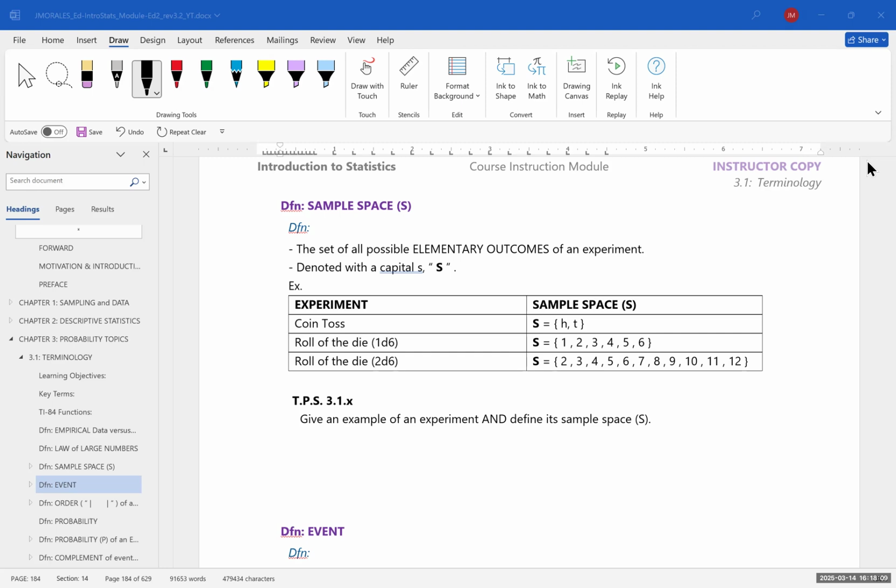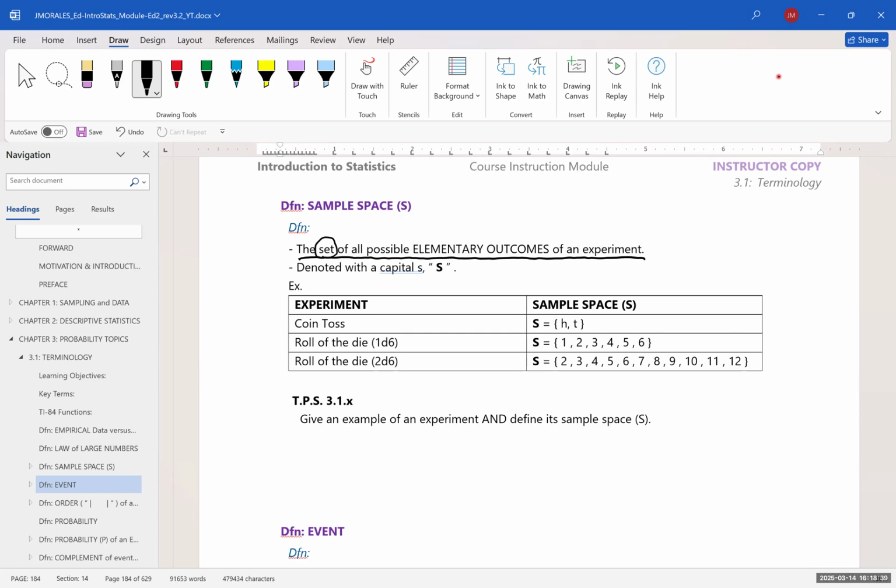All right, so let's look at the definition of sample space. This is the very beginning and the basis of probability. The sample space is the set of all possible elementary outcomes of an experiment. When we say a set, we mean a group of numbers, usually.